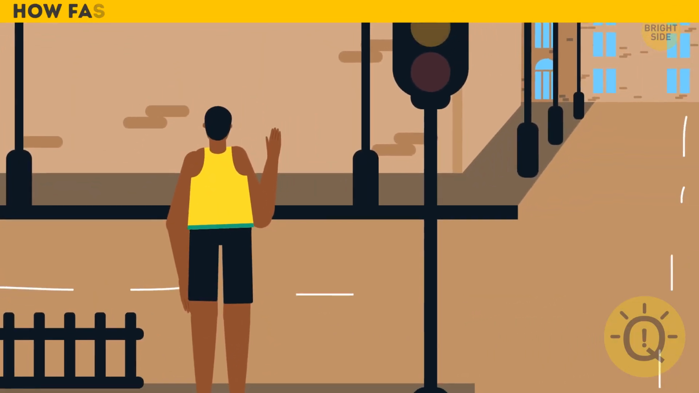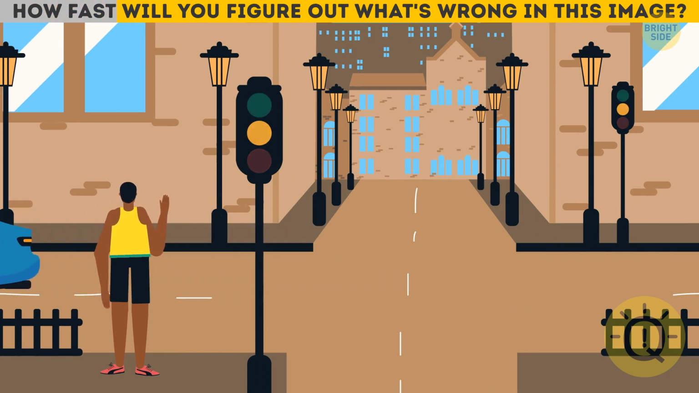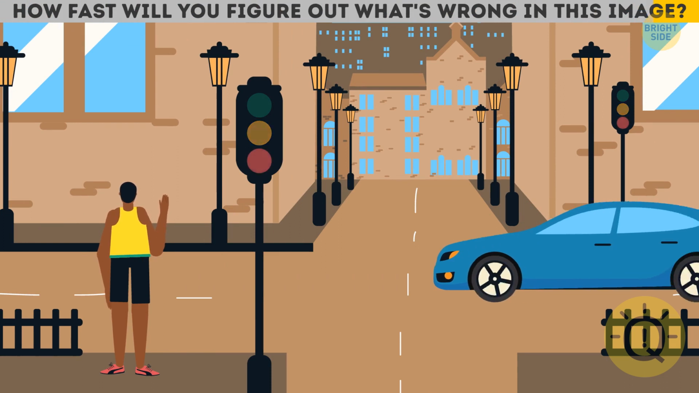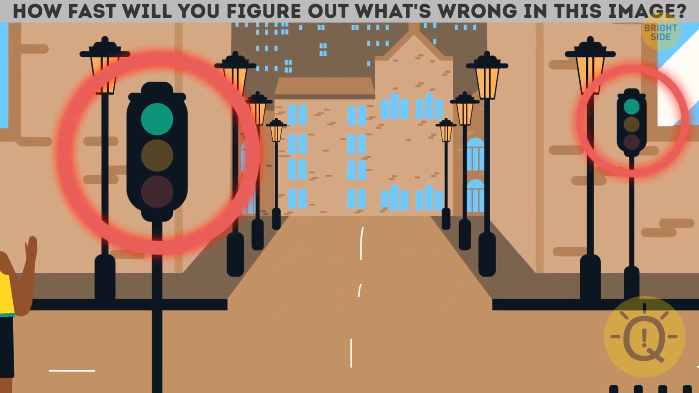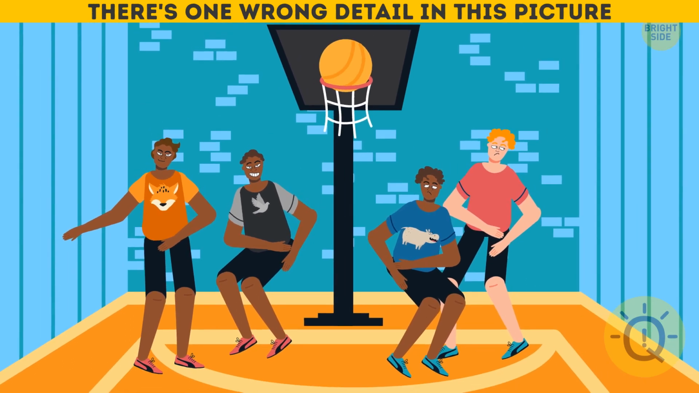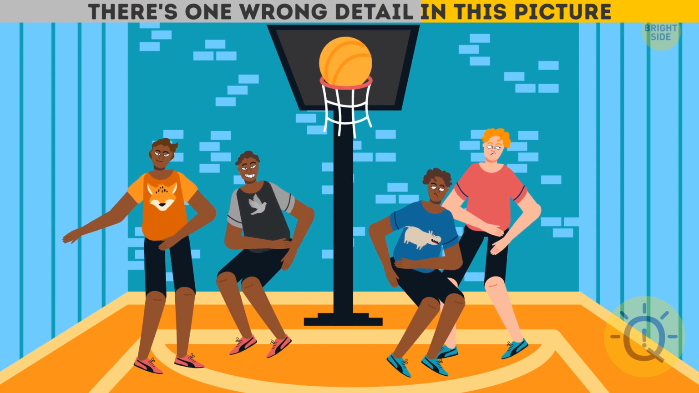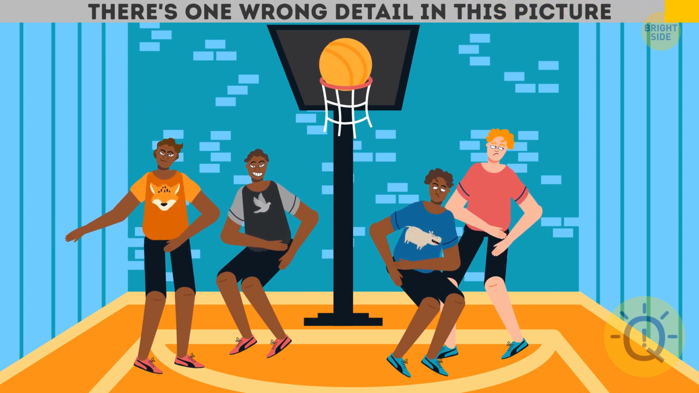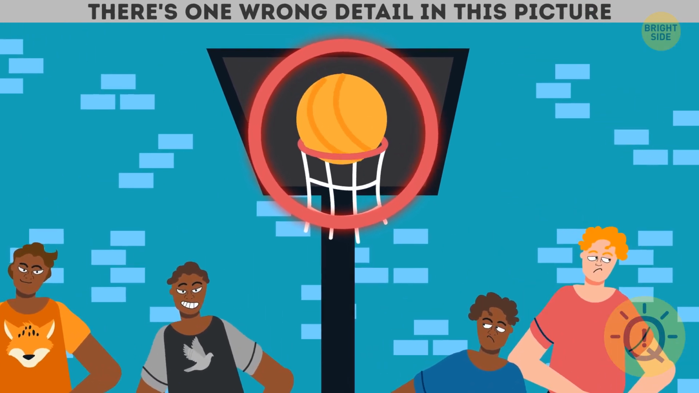Number 23. How fast will you figure out what's wrong in this image? The stoplights are strange, with the red color at the bottom and green at the top. Number 24. There's one wrong detail in this picture. What is it? The ball is bigger than the basket. It won't fit however hard the players try.